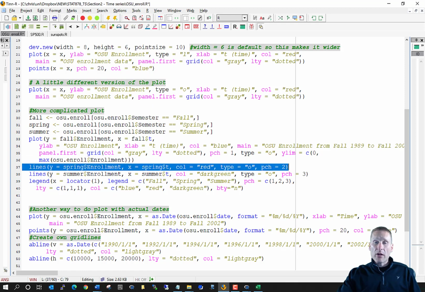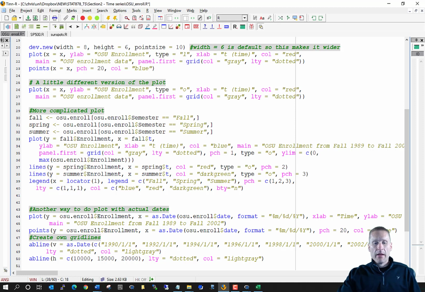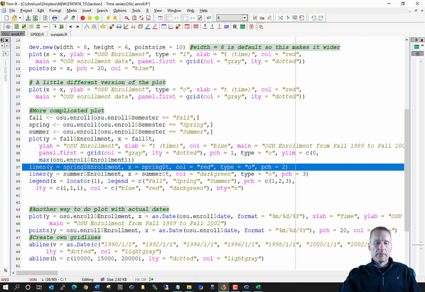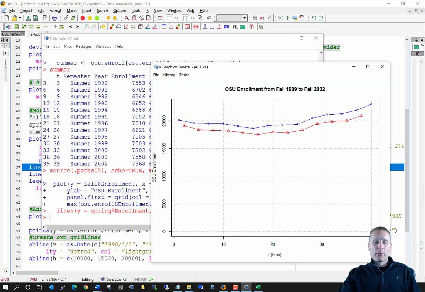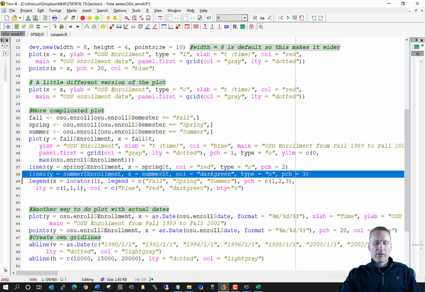To add the spring enrollments to my data set, I now use the lines function in R, where again I pull out enrollment from spring. Here's my times. I'm going to differentiate in color. I'm going to make it red. Also, I'm going to use a different plotting point. This time I'm going to use a plotting point 2, or plotting character 2. There's my spring enrollments.